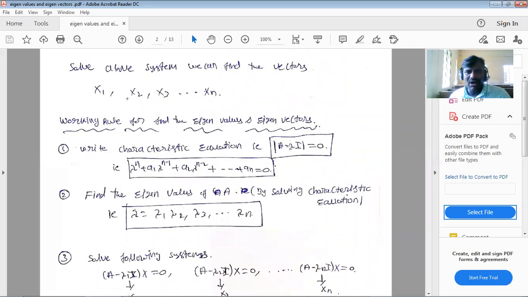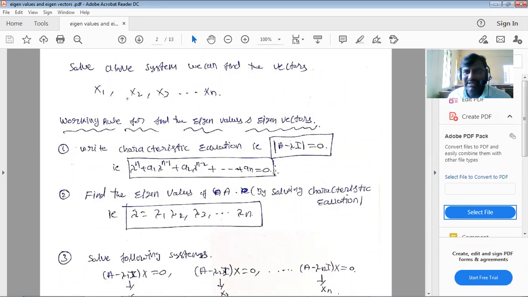Now this determinant, you know how to find the determinant of 2 by 2, 3 by 3, and sometimes 4 by 4, using the determinant definition. There is one more shortcut method to find the determinant, which I will discuss after this problem. Now it is an nth degree polynomial, therefore you get lambda power n plus a1 lambda power n minus 1 plus a2 lambda power n minus 2 and so on, plus an equal to 0. This is called the characteristic equation.